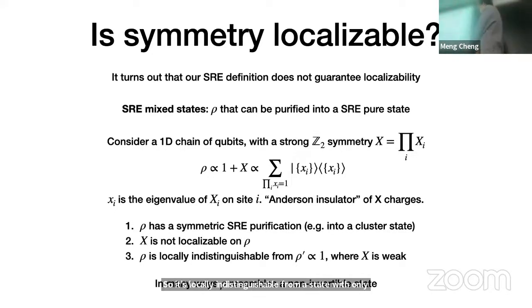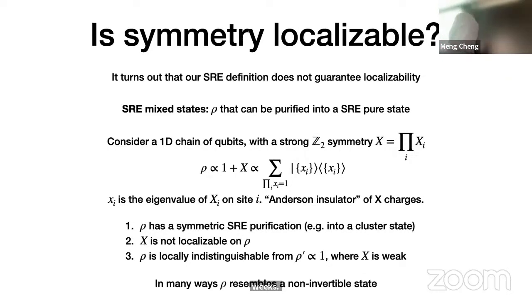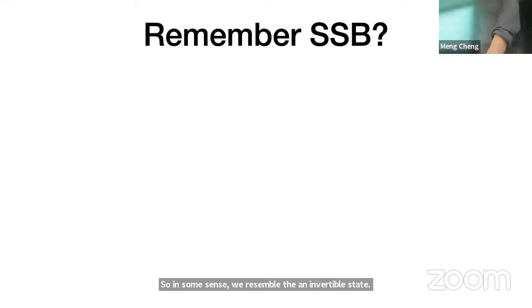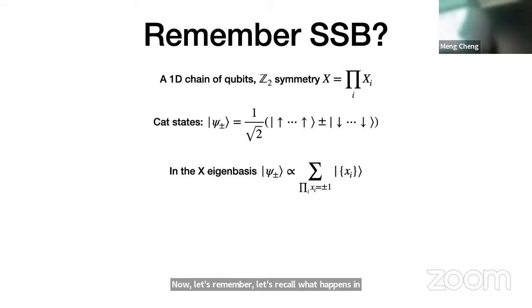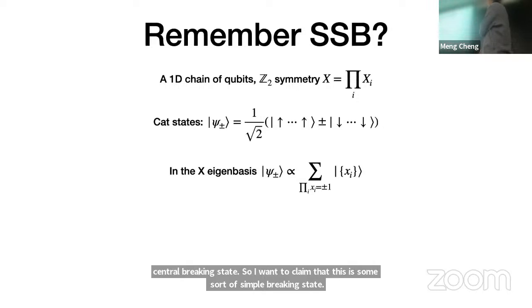So in some sense, rho resembles a non-invertible state. There are some other states which are locally indistinguishable from this state. Okay. Now let's recall what happens in a symmetry breaking state. I want to claim that this is some sort of symmetry breaking state, so let's recall the features of a symmetry breaking state.